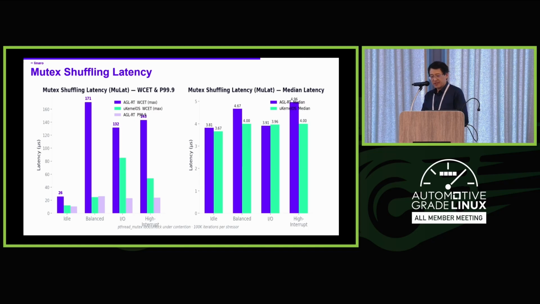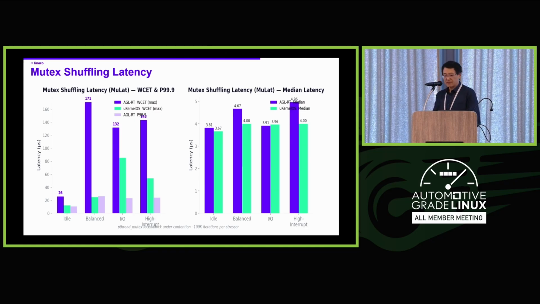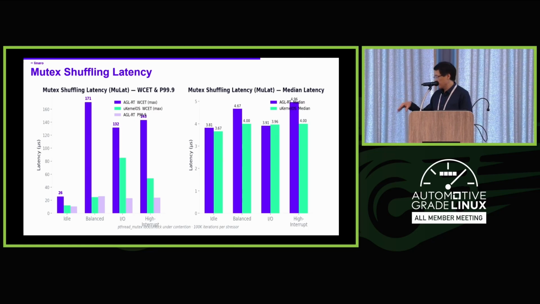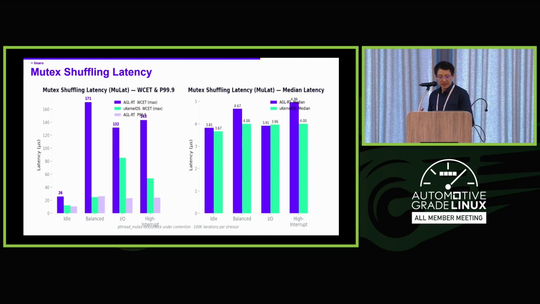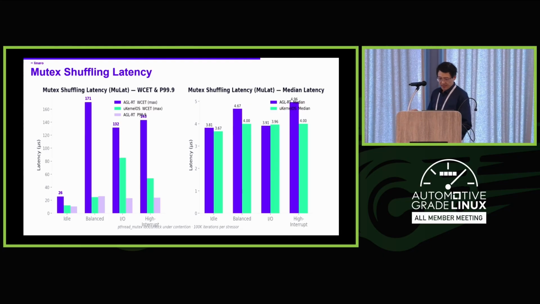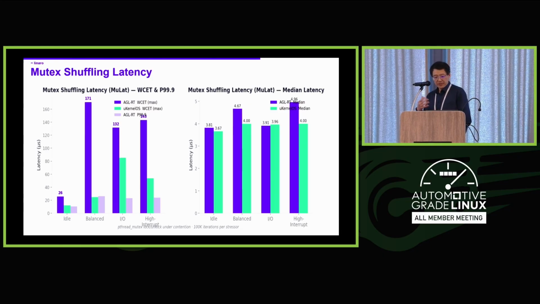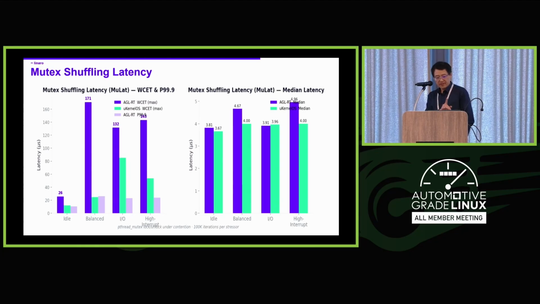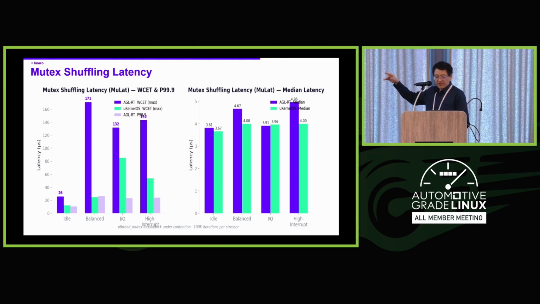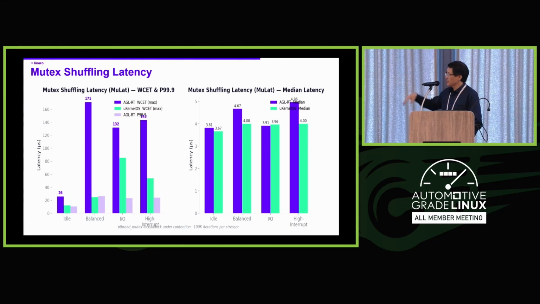So this slide is actual data collection coming from the actual experiment, and this is for mutex shuffling latencies. It shows the worst case execution time, the behavior under different stressors, and it's a comparison between different POSIX OS, Linux RT, and another microkernel OS. You see there is a big difference in terms of runtime performance.